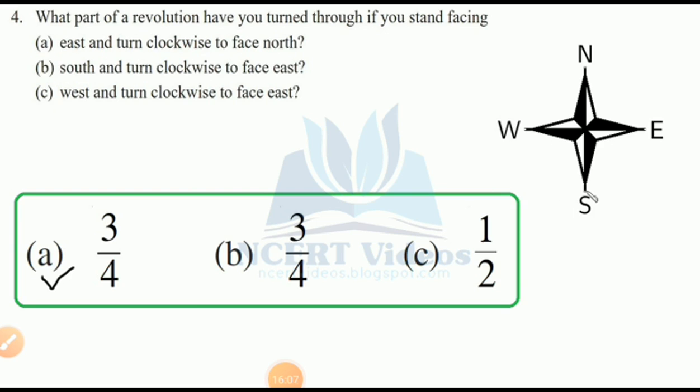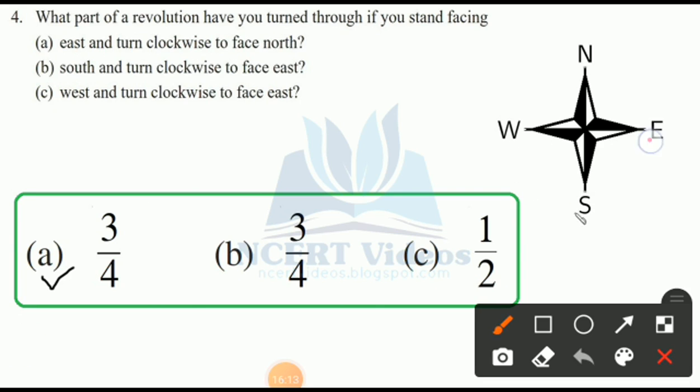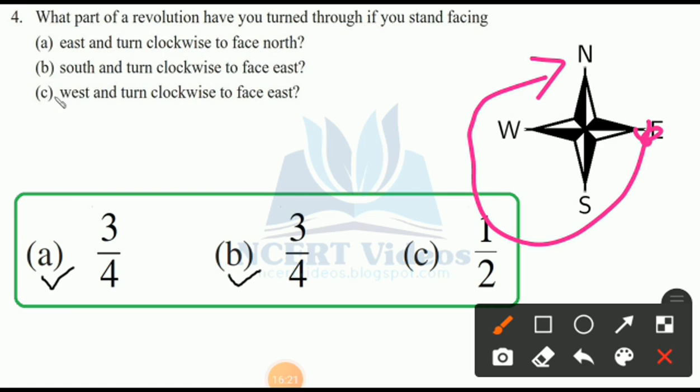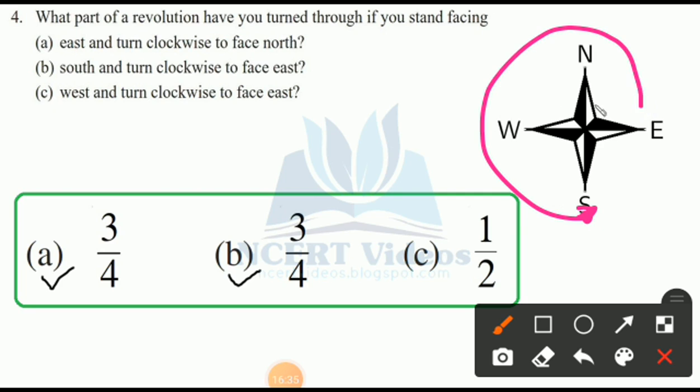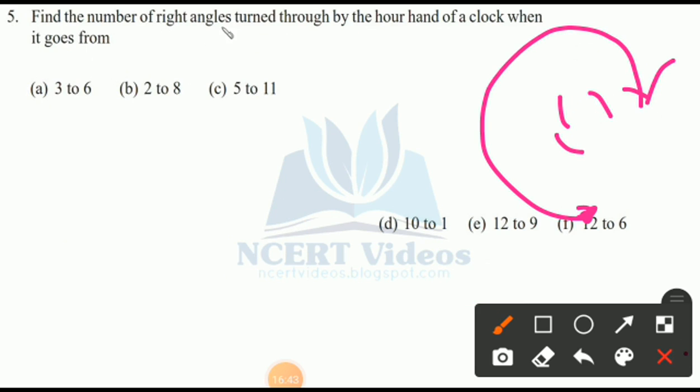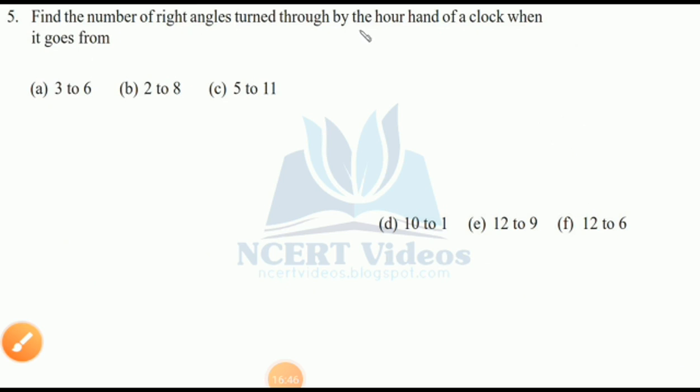3 by 4. East to clockwise north direction. That means you are on the east side, moving 3/4 means you reach here. Easy? Second, south, you are on the south side. So you have to stand on south. And 3/4, what does 3/4 mean? South turn and clockwise. Clockwise means this direction. You have to go up to the east side. How much did you move, son? 3 steps. 90 plus 90 plus 90. 3 by 4. 3 turns. 3 times. Easy? Yes.